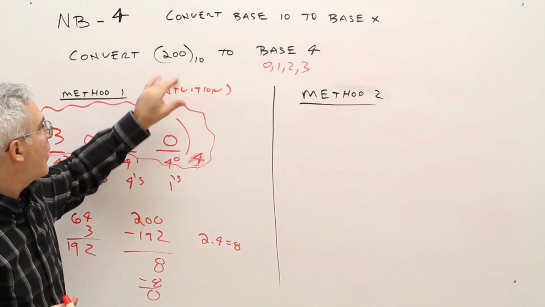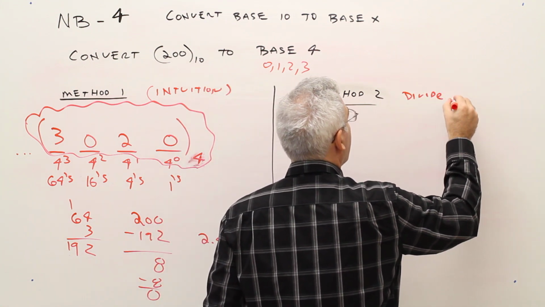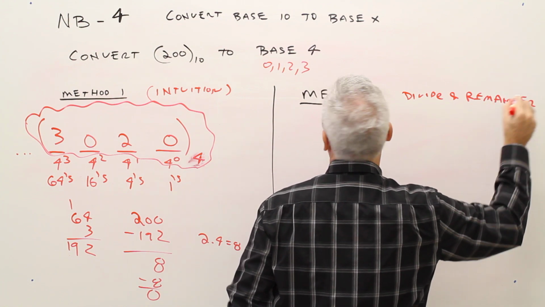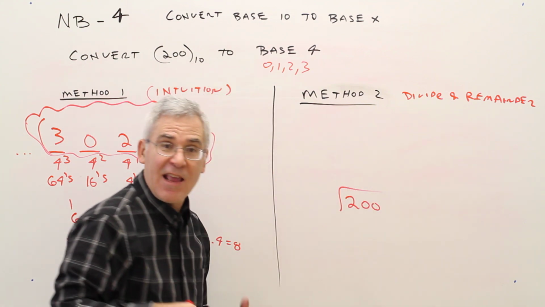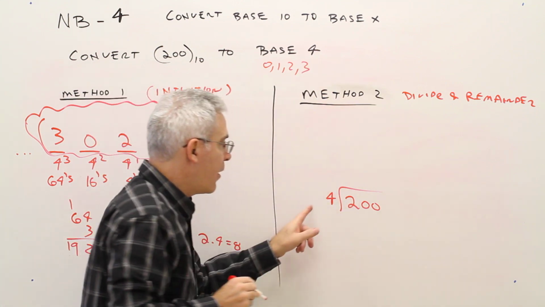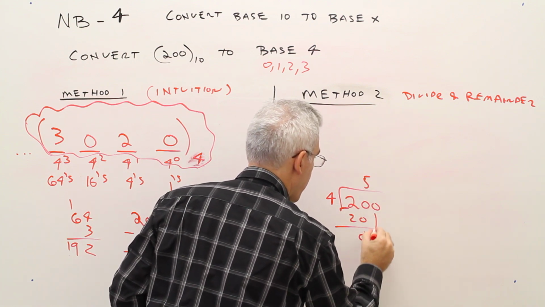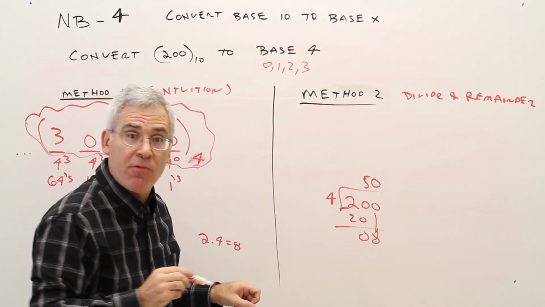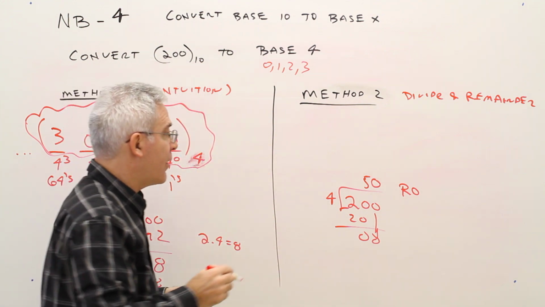Okay, so the shortcut I'll call divide and remainder. So we're going to start with 200. And we're just going to keep dividing it by the base number we're going into, in this case, base 4. 4 goes into 25 times. Bring down the 0. So 4 goes into 250, remainder 0. It's very important that you list the remainders to the right side.